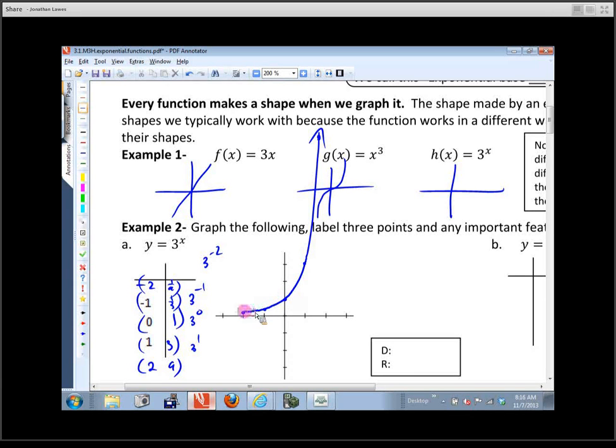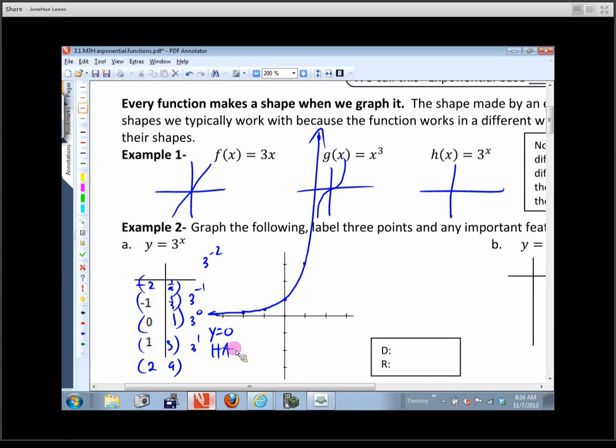Now, what happens the further I go out here? What's that? The closer it gets to 0. Would it ever equal 0? It would never equal 0 because I'm never going to be able to take 3, which is a positive number, raise it to a power and get something that's negative. So this is just going to get smaller and smaller and smaller. So we're going to have a horizontal asymptote of y equals 0.